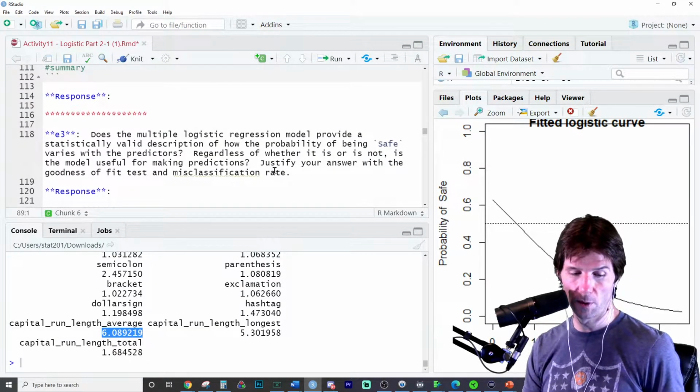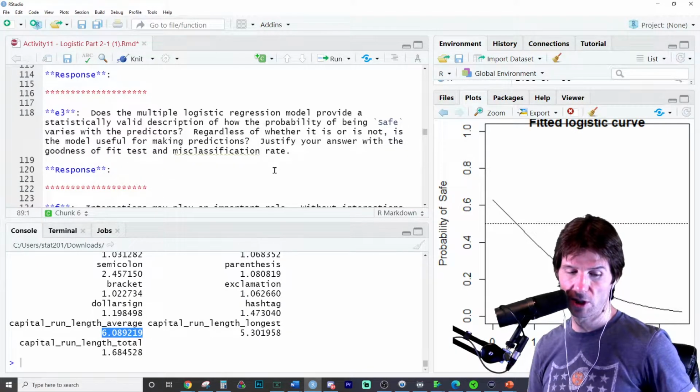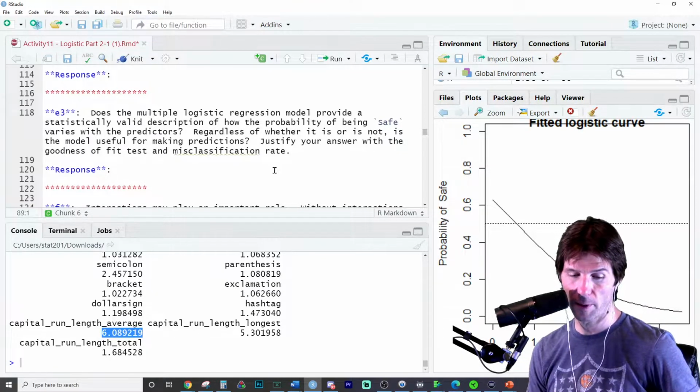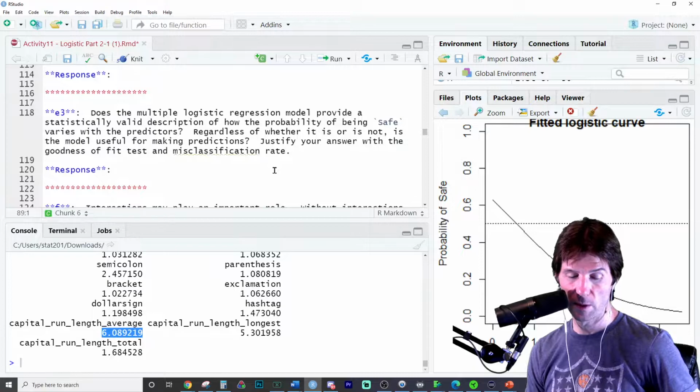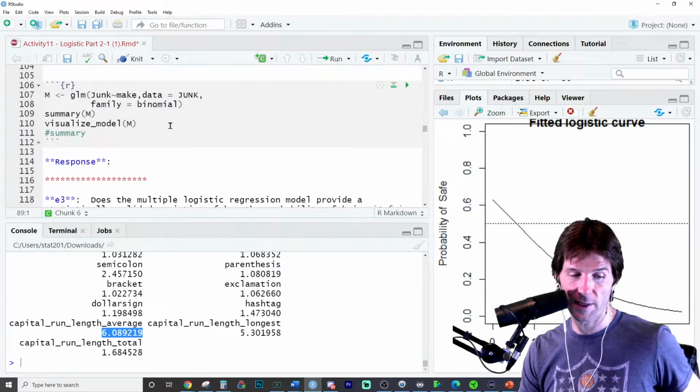Here we go. Does the multiple logistic regression model provide a statistically valid description of how the probability of being safe varies with the predictors, regardless of whether or not it does? Is the model useful for making predictions? Justify your answer with the goodness of fit and misclassification.